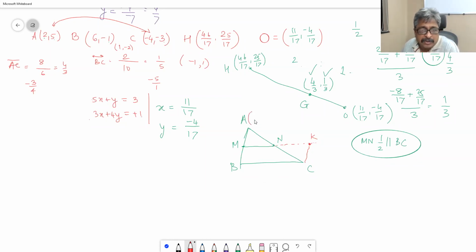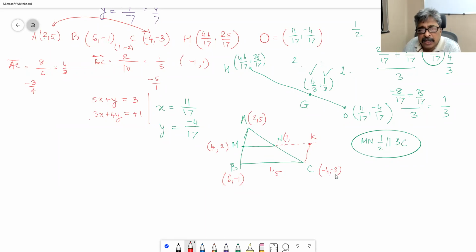However, let us cross check now. A was (2, 5), B (6, -1), C was (-4, -3). What is the slope of BC? We had counted somewhere, 1/5. What is M? 6 plus 2, 8 divided by 2, 4. 5 minus 1 is 4 divided by 2, 2. M is (4, 2). Minus 4 plus 2, minus 1. Minus 3 plus 5, sorry, minus 4 plus 2, minus 1.